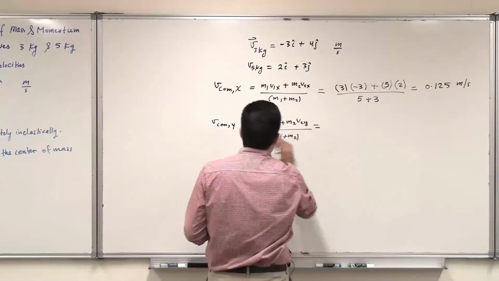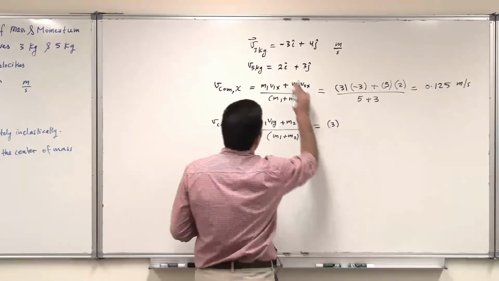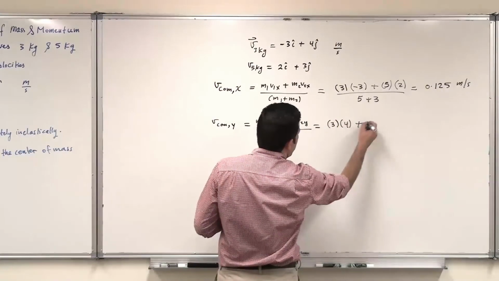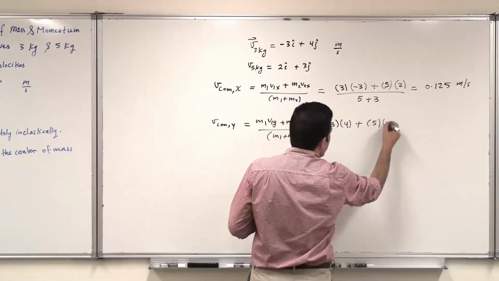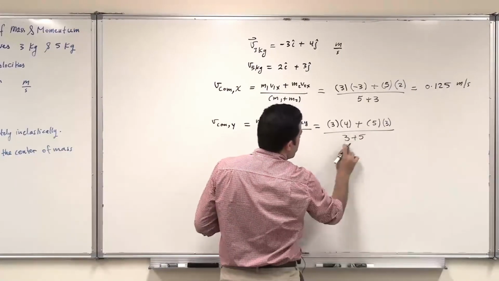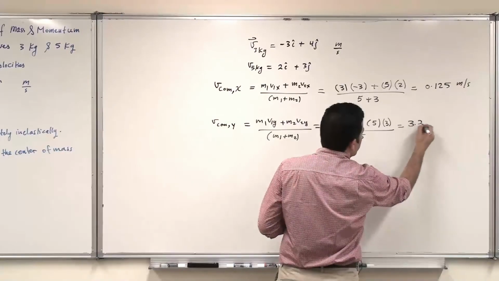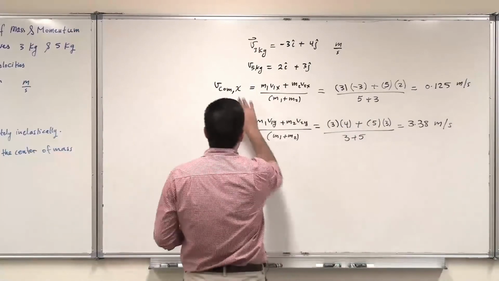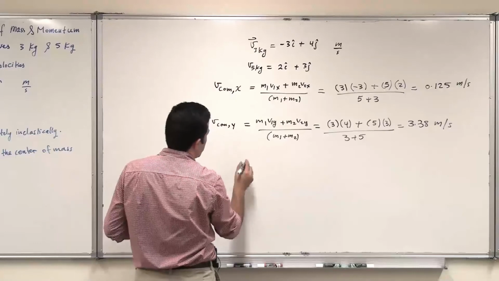Now we can substitute also along the y. So the first mass is 3, v1y is 4, then the second mass is 5, and v2y is 3, divided by 3 plus 5, m1 plus m2, and this will yield 3.38 meters per second.